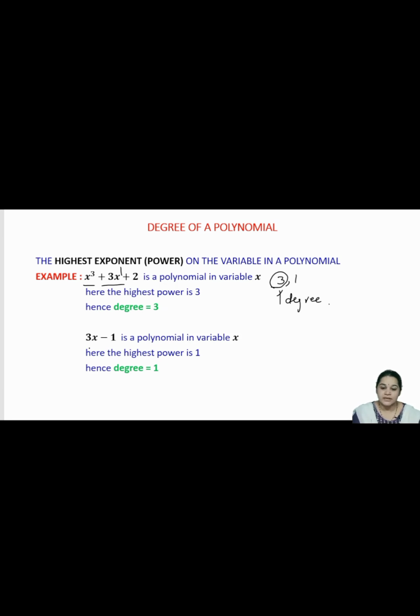Next example, 3x minus 1 is a polynomial in the variable x, of course, and here the highest power of x is 1. We can see only one x term and the power of x is 1, so hence the degree is 1.